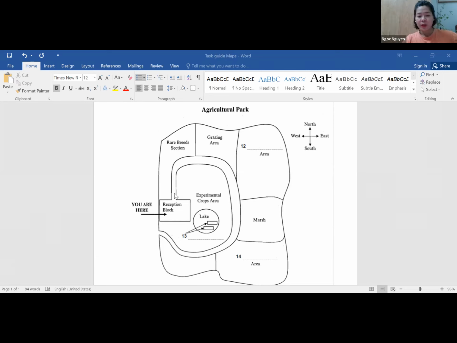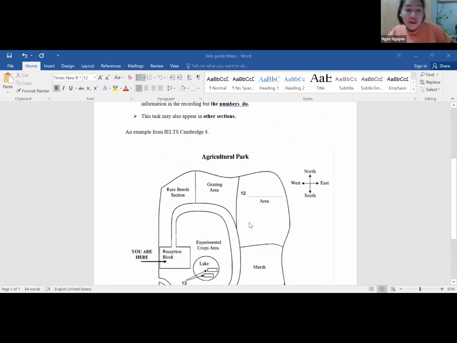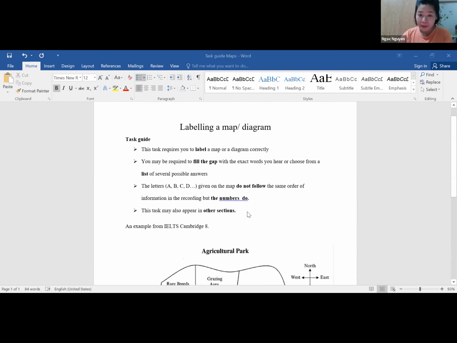It means that you will need to go around a long way, and then you will need to go to number 12 first before IELTS takes you down further and before it talks about number 13. So trust the numbers and don't trust the letters marked on a map. Thank you. And that's everything, the basic information about labeling a map.